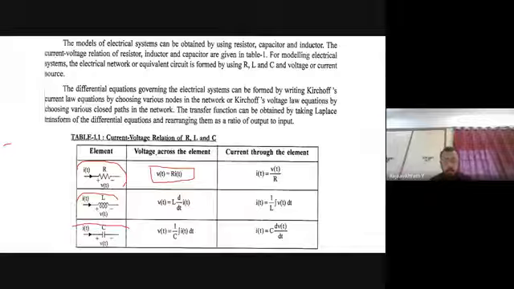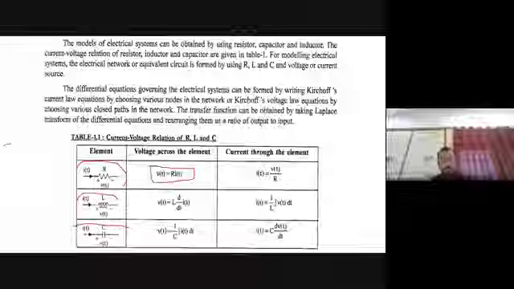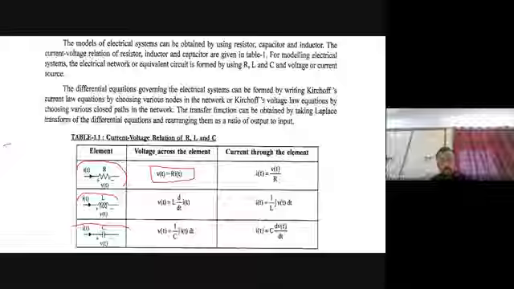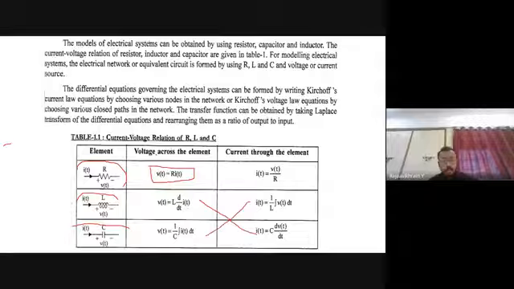So for the current relationship, the relation between the current and the resistance is I equal to V by R. But the current relation for inductance is I of t equal to 1 by L integral of V of t into dt. And for capacitance, it is C into dV by dt. So the inductance property and the capacitance property are exactly opposite for the voltage and current. So we have to see the opposing characteristics of inductance and capacitance.